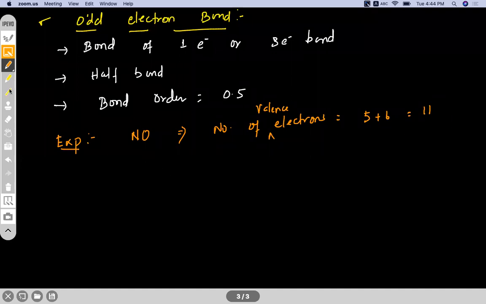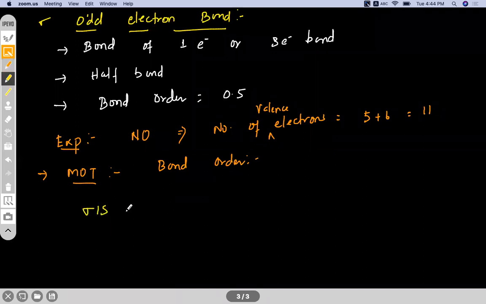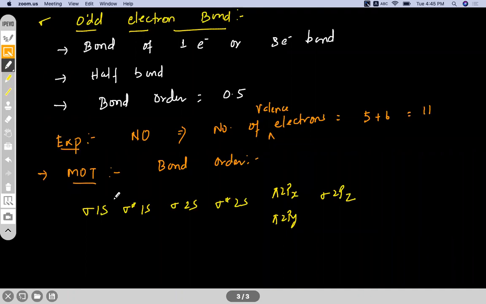Okay, so NO, if you see the bond here, okay, see what I'll do, with the help of molecular orbital theory, MOT, we'll find out the bond order of this molecule first. Let's find out the bond order first. So the orbitals are sigma 1s, then sigma star 1s, sigma 2s, sigma star 2s, then pi 2px, pi 2py, sigma 2pz, that is enough, right? So we have two electrons here out of 11: 2, then 4, then 6, then 8, 9, 10, 11. This is the distribution of electrons.